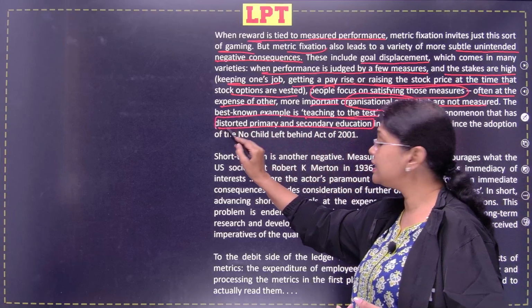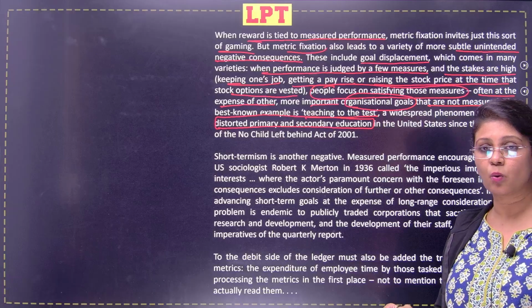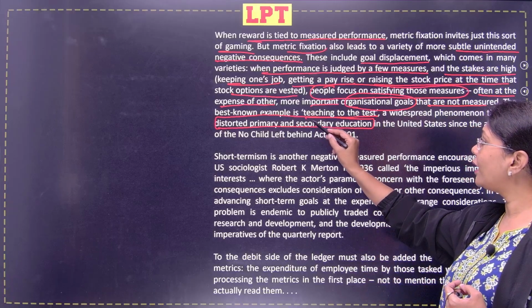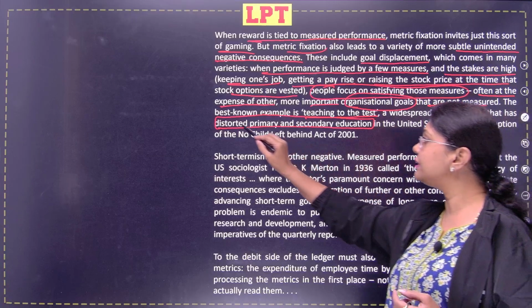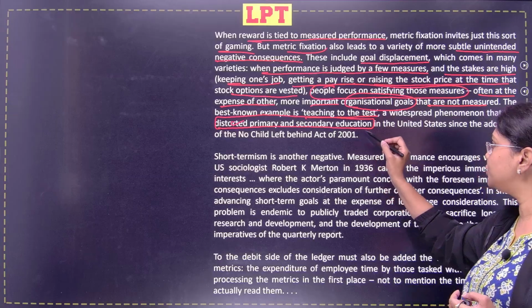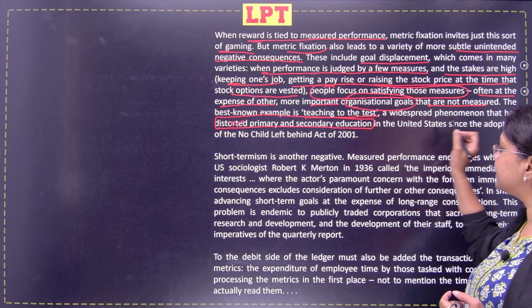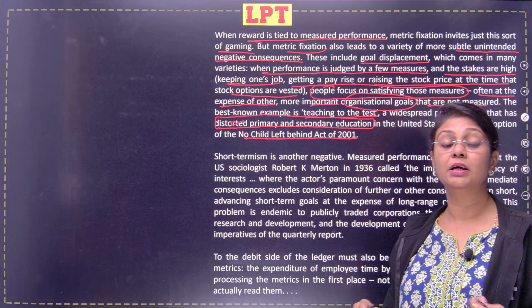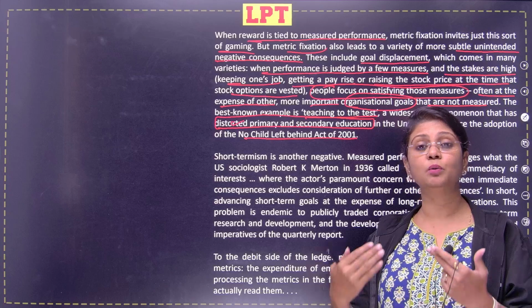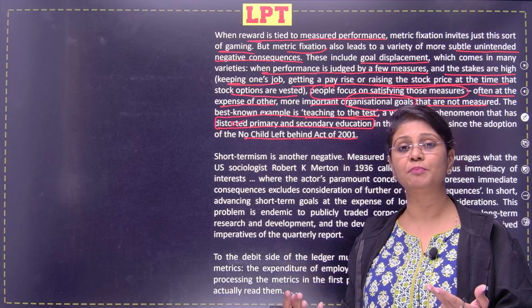The best known example is teaching to the test, a widespread phenomenon that has distorted primary and secondary education. This is one more example quoted by the author. He says teaching to the test has distorted primary and secondary education in the United States since the adoption of the No Child Left Behind Act of 2001. So again, the author has added one more negative consequence of metric fixation.